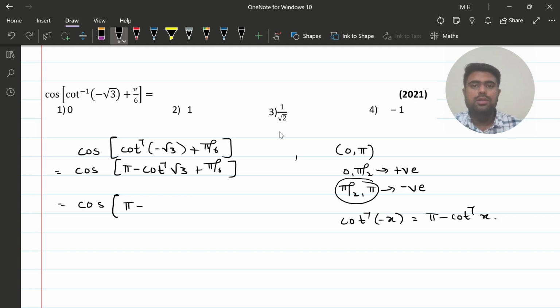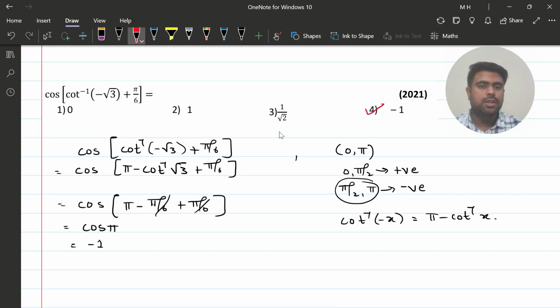So this is going to be cos of pi minus cot inverse of root 3. When is cot inverse root 3? It is at 30 degrees, that is pi by 6, plus pi by 6. So this pi by 6 and pi by 6 is going to get cancelled out. I'll get cos pi. What is cos pi? Minus 1. So therefore it is going to be minus 1. That is option 4.